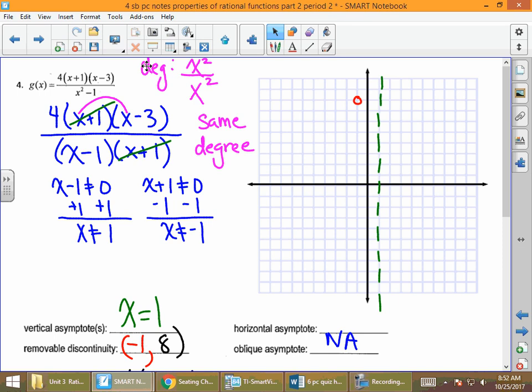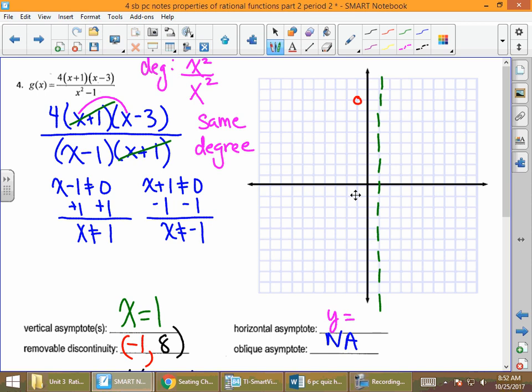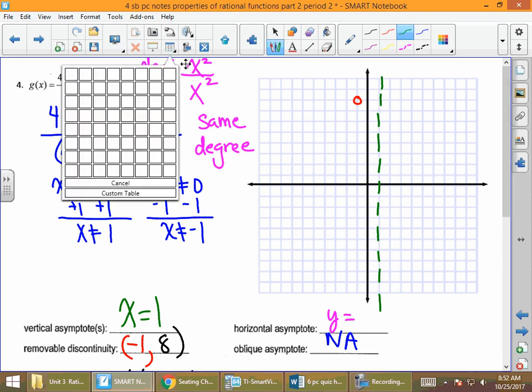So lastly, then, what we need to determine is, what is our horizontal asymptote? It's going to be y equals something. And when you look back at that problem, g of x equals 4 times the quantity of x plus 1 times the quantity of x minus 3, we would FOIL x plus 1 times x minus 3. And once we got that FOILed, then we would multiply everything by our 4.